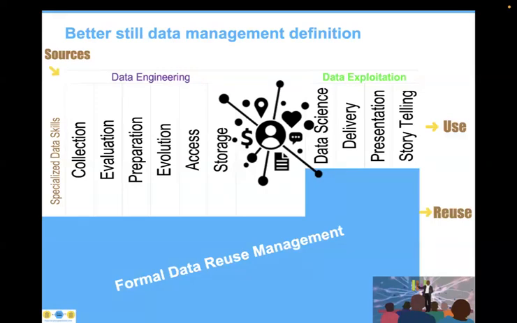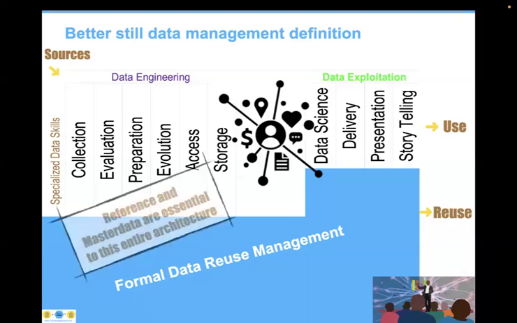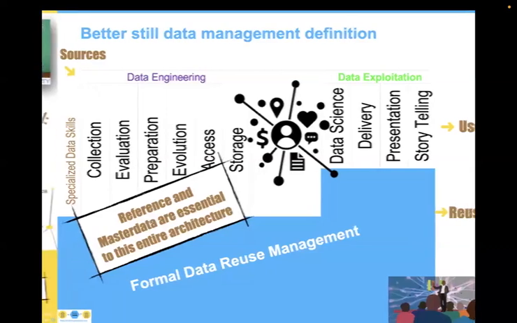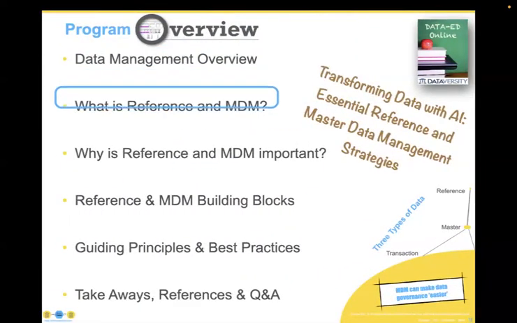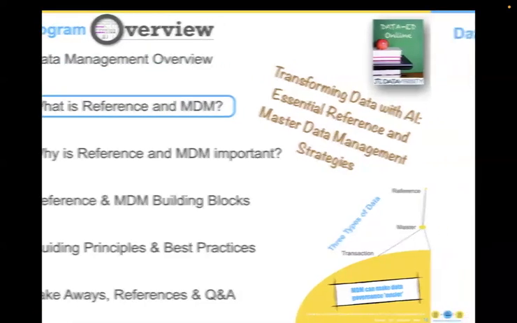If you don't have these pieces in place, it's not at all possible to do a good job in an efficient manner. And reference and master data are essential to this entire architecture. So it's our overview of data management. Now, what are we going to talk about? What is reference and master data management?